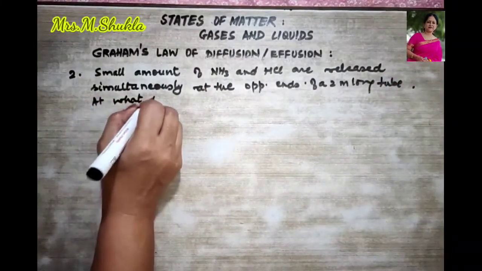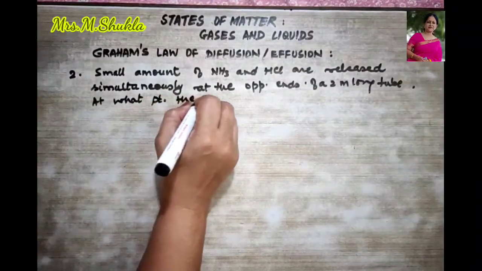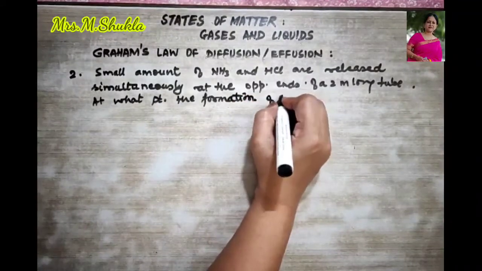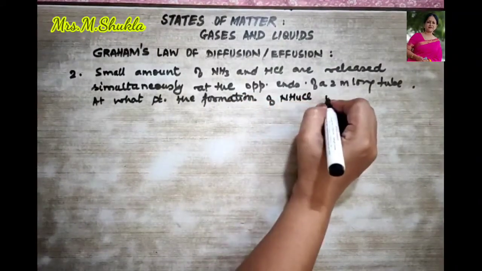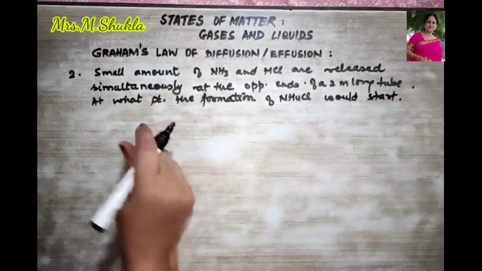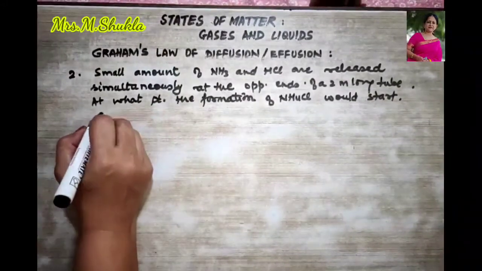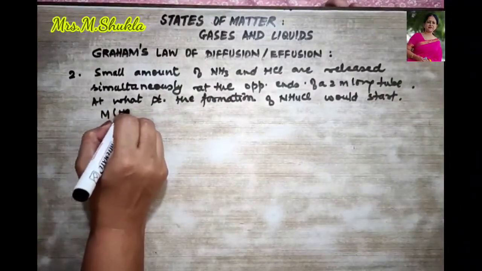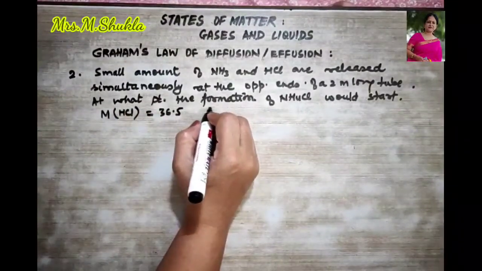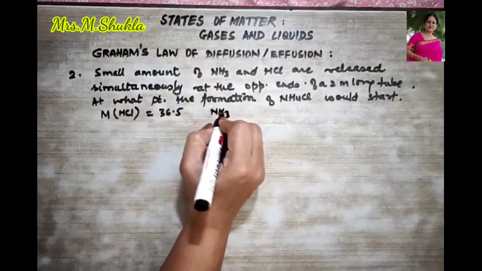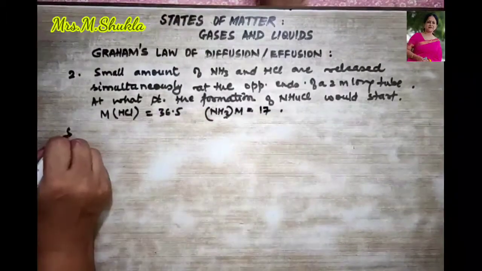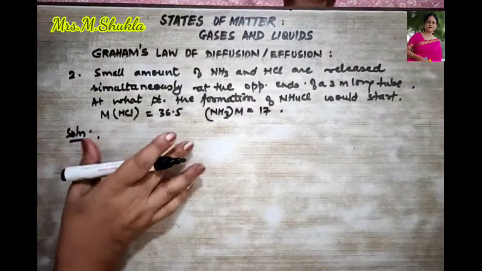At what point would the formation of ammonium chloride start? Okay, and let me give you the molar mass of HCl. It is what? 36.5, and that of your ammonia is how much? 17. So let us look at the solution, how to understand this.